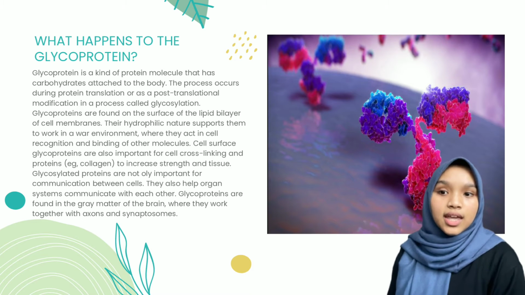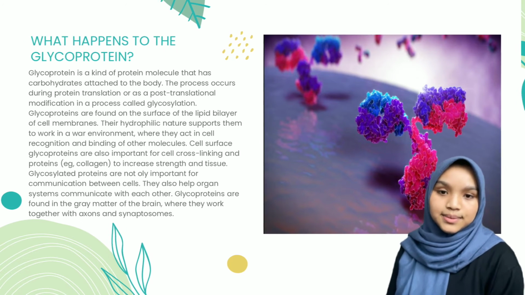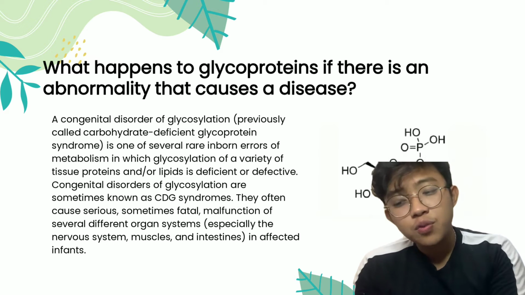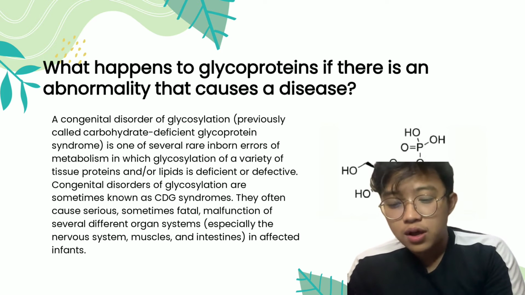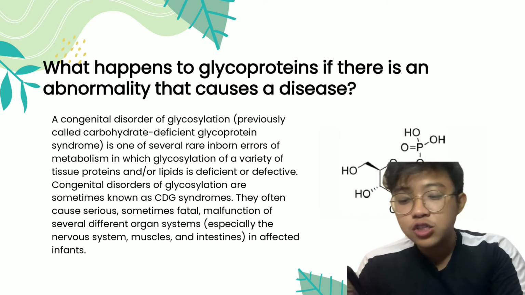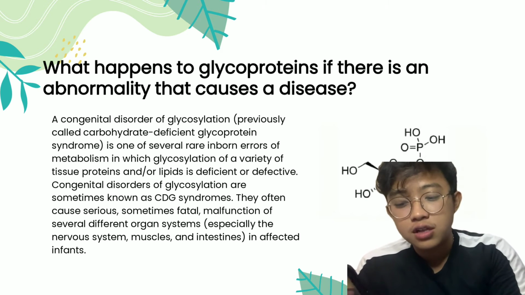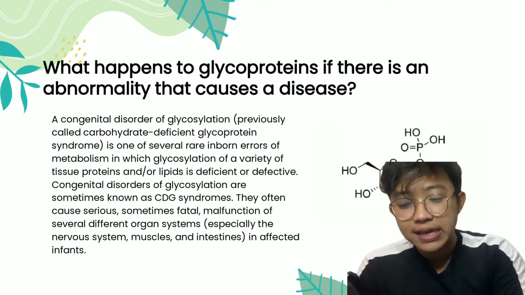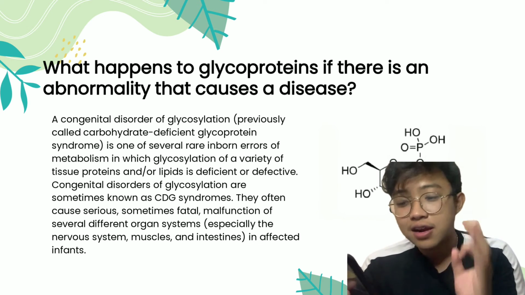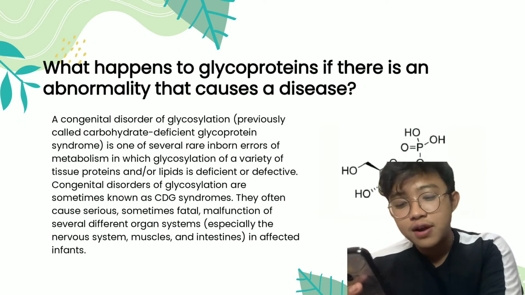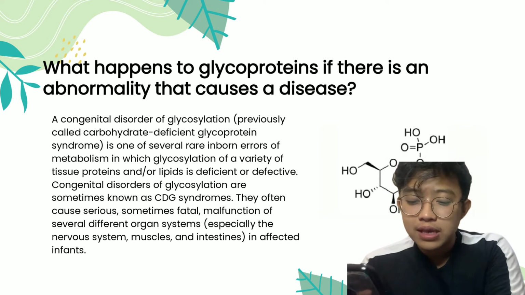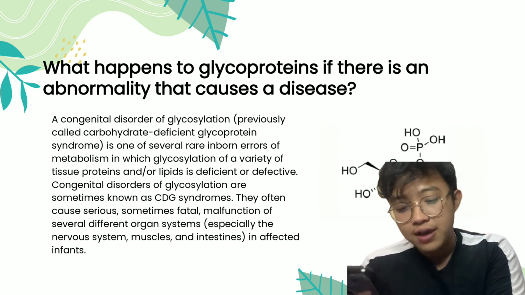Glycoproteins are found in the gray matter of the brain, where they work together with axons and synaptosomes. What happens to glycoprotein if there is an abnormality that causes a disease? So, a congenital disorder of glycosylation, previously called carbohydrate-deficient glycoprotein syndrome, is one of several rare inborn errors of metabolism in which glycosylation of a variety of proteins or lipids is deficient or defective.